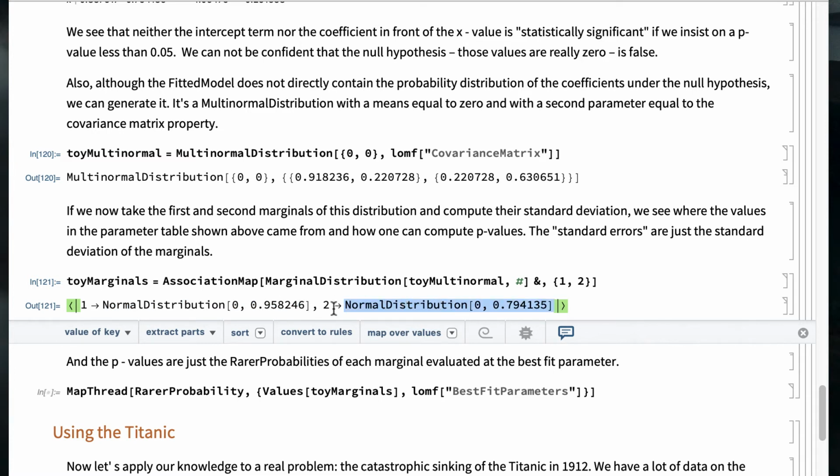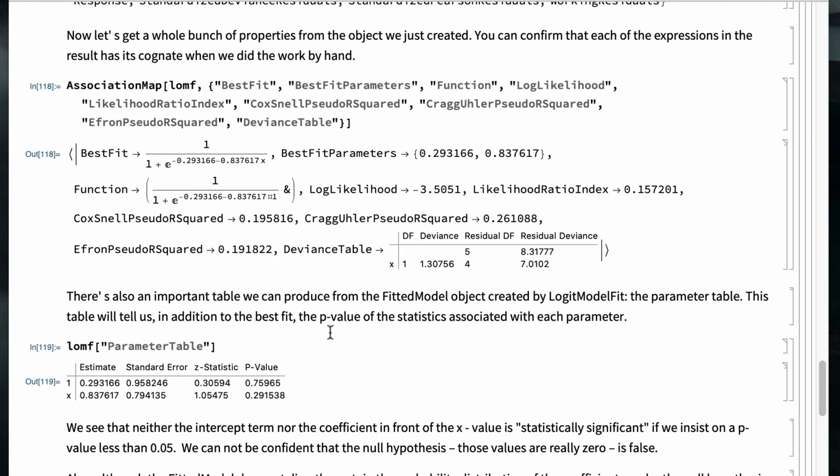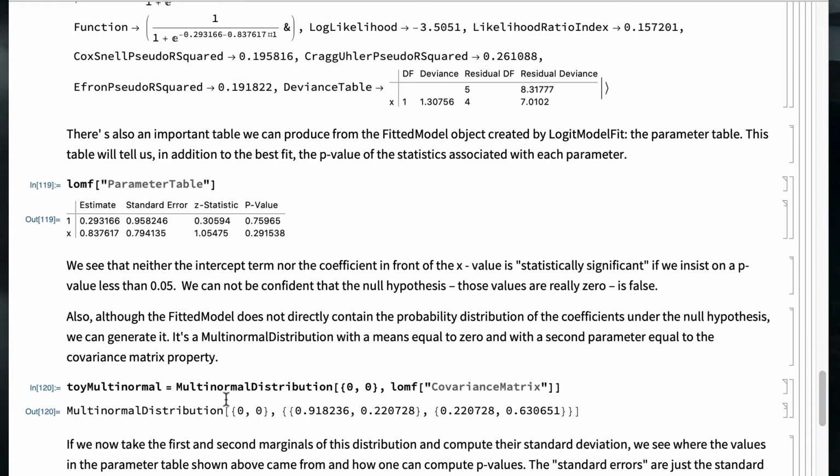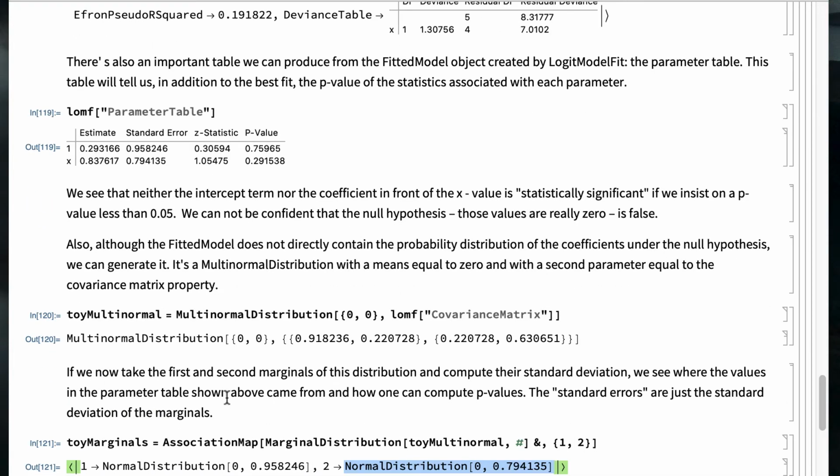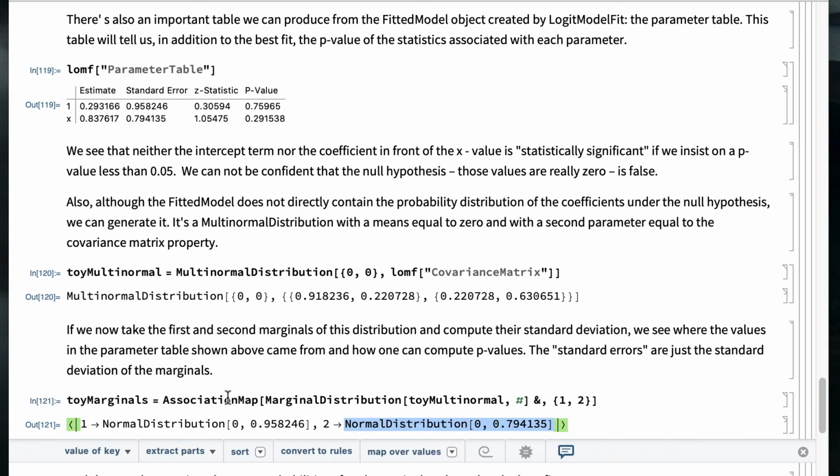Where have we seen these numbers, 0.958 and 0.794 before? Looky there. There they are. Those are the standard errors. So these standard errors aren't coming out of the blue. They're actually parameters to the distribution of the coefficients under the null hypothesis.